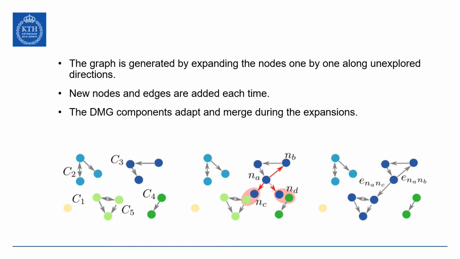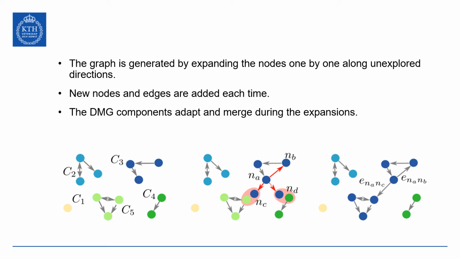We build the graph incrementally while searching for an in-hand manipulation solution. The nodes are expanded one by one along unexplored directions. New nodes are added to the graph, and the graph's components adapt and merge during this process. We use the term graph component to indicate the subset of nodes that belong to a connected component.